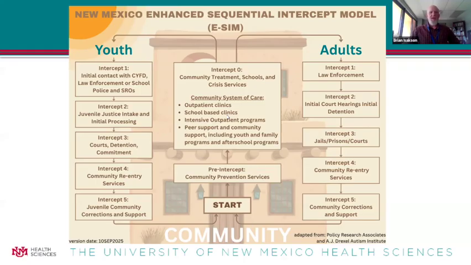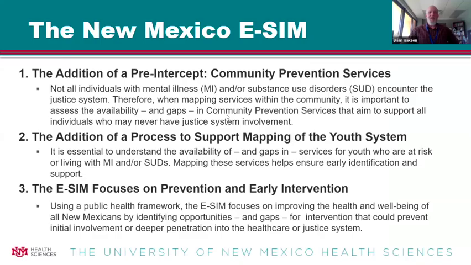As you can see, there's a youth side and an adult side, and we are doing that because the two systems are quite different. And so I will be focusing in the middle section, the pre-intercept and the intercept 0 for the youth side of it. And in New Mexico, we decided to do an enhanced sequential intercept model and add the pre-intercept, which is community prevention services. This is in recognition that not all individuals with mental illness or substance abuse disorders encounter the justice system. Therefore, when mapping services within the community, it's important to assess the availability and gaps in community prevention services that aim to support all individuals who may never come in contact with the justice system.